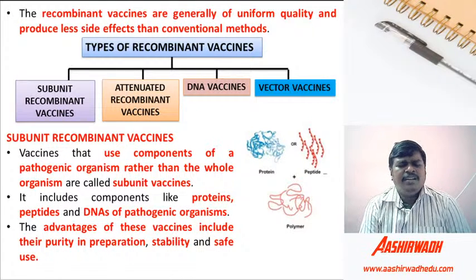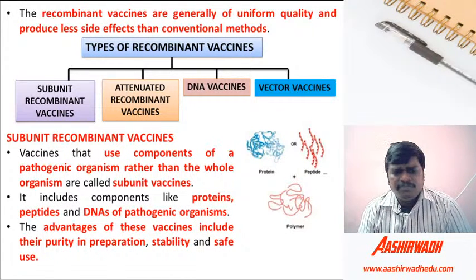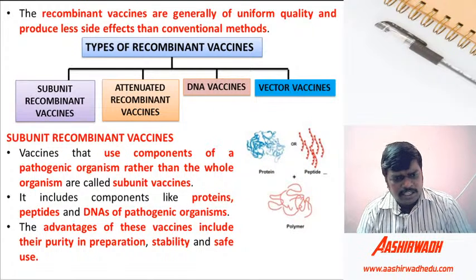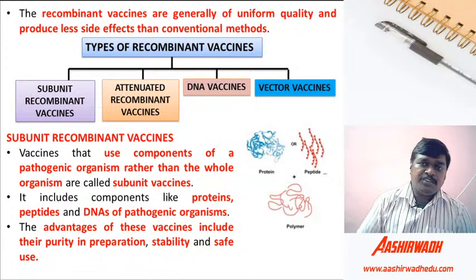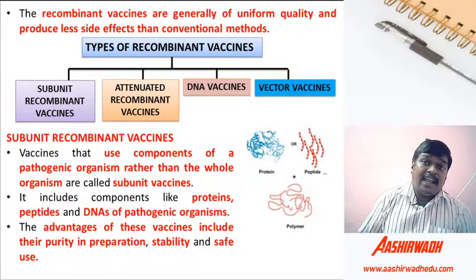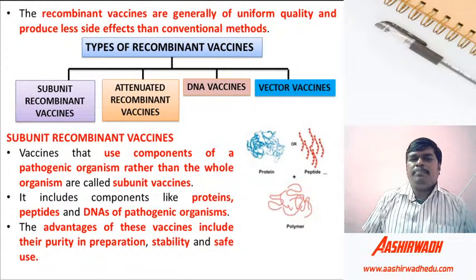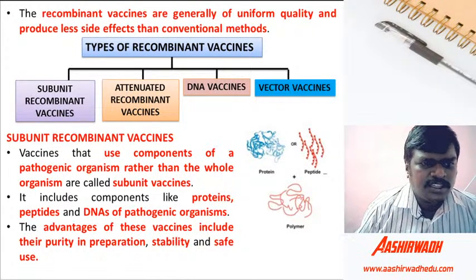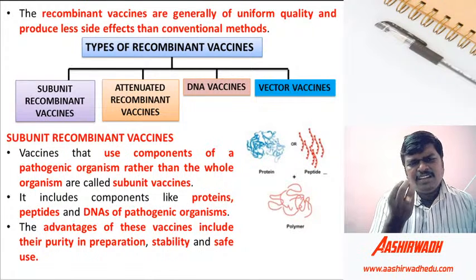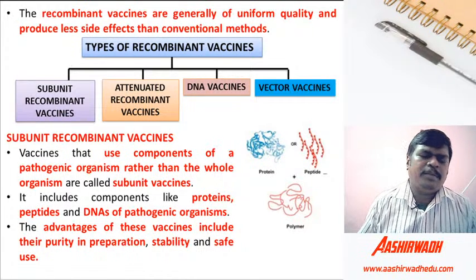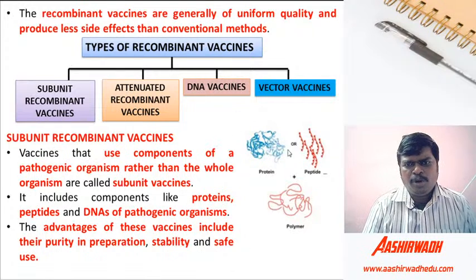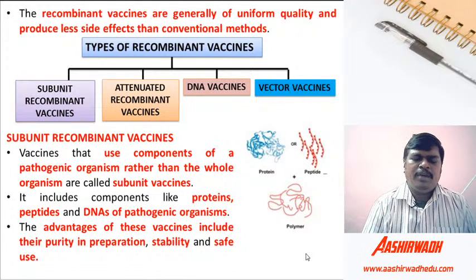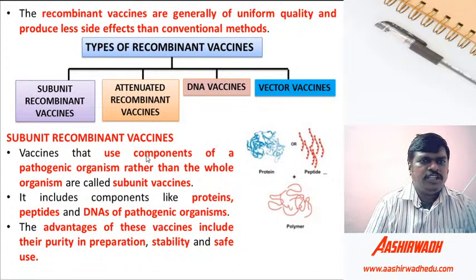The advantages of these vaccines include their purity in preparation, stability and safety to use, because we are not going to use the whole organism, which would cause infections. Here we are going to use certain components extracted from the pathogenic organism. That's why it is called subunit vaccine. It may be a protein or a peptide or a polymer or DNA of the pathogenic organisms.